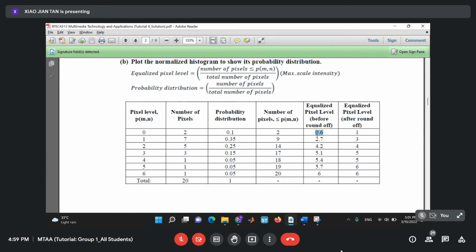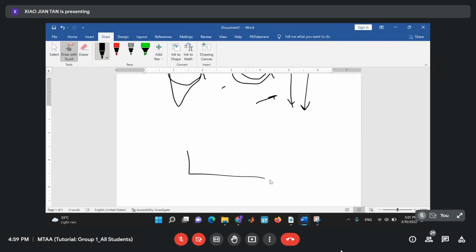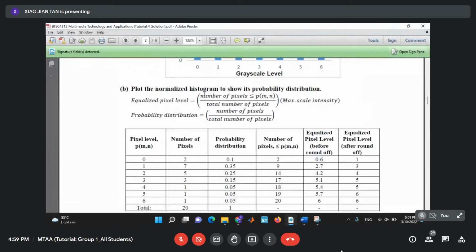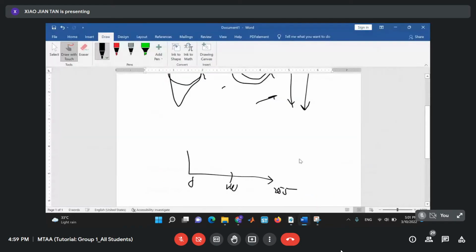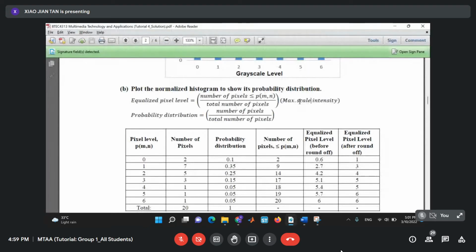But let's say the question says you want to normalize the value to 100. Your intensity range is 0 to 255, but if you want to normalize the range to 100, you take the number of pixels divided by the total number of pixels and multiply by 100, because this is the max scale, the range you want to push to. If you want to push it to the full range, put it as 255. But for the current one, we put it as 6.